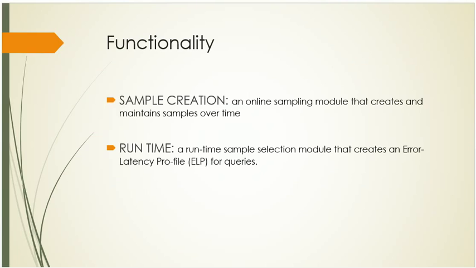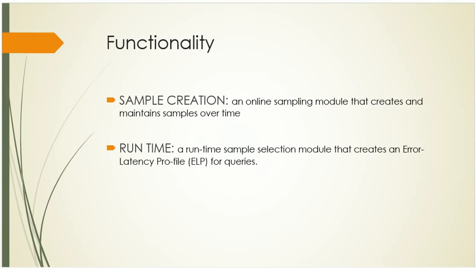BlinkDB extends the Apache Hive framework by adding two major components to it. An online sampling module that creates and maintains samples over time. To decide on the samples to create, we use the QCS, which is query column sets that appear in the queries. Once this choice is made, we rely on distributed reservoir sampling or binomial sampling techniques to create a range of uniform and stratified samples across a number of dimensions.